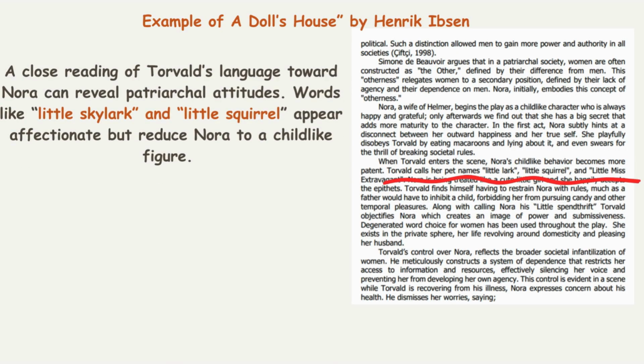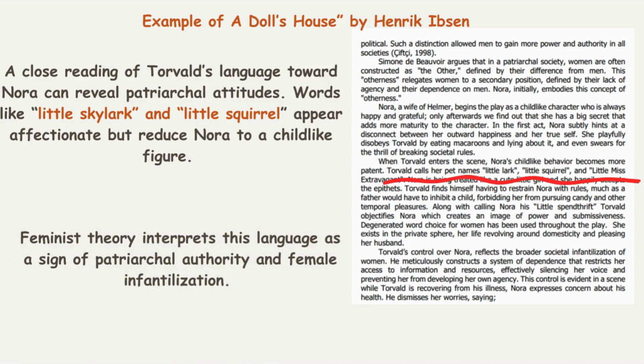Example of A Doll's House by Henrik Ibsen. A close reading of Torvald's language toward Nora can reveal patriarchal attitudes. Words like "little skylark" and "little squirrel" appear affectionate but reduce Nora to a childlike figure. Feminist theory interprets this language as a sign of patriarchal authority and female infantilization.